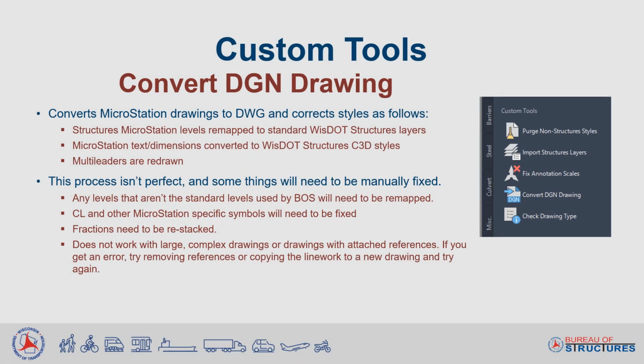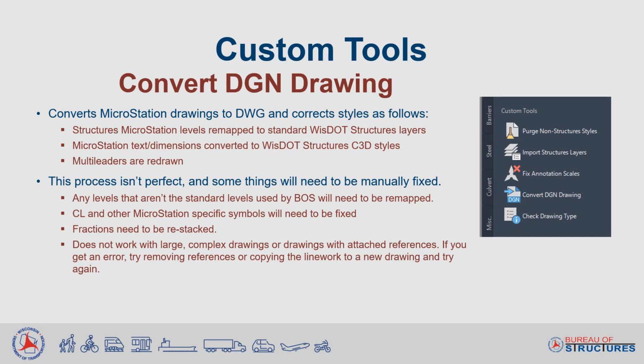The last custom tool is the Convert DGN Drawing tool. This will convert MicroStation drawings to DWG and modify them to follow the Civil 3D structure styles. Any elements that are drawn on the old standard Bureau of Structures levels will be remapped to the corresponding Civil 3D layers. Text and dimensions will be converted to Civil 3D structure styles, and multi-leaders, which are typically broken into text and lines, are recreated as fully functional multi-leaders.